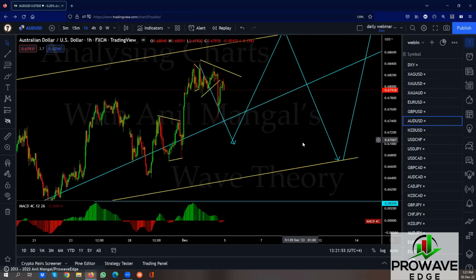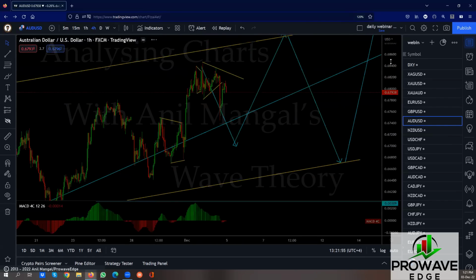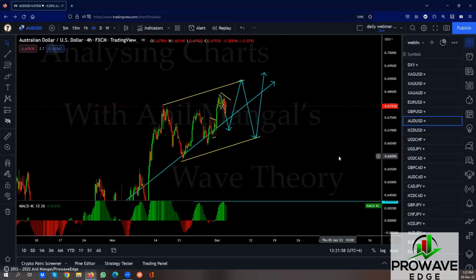Aussie is in a corrective structure right now. I think we're making some kind of a running flat here. So let's see how that goes.